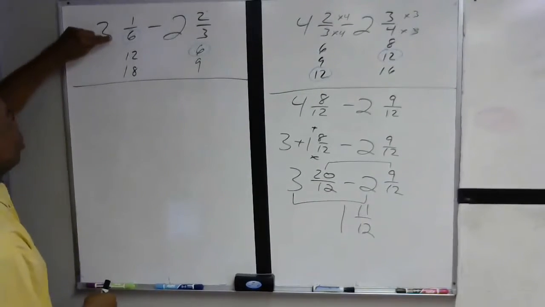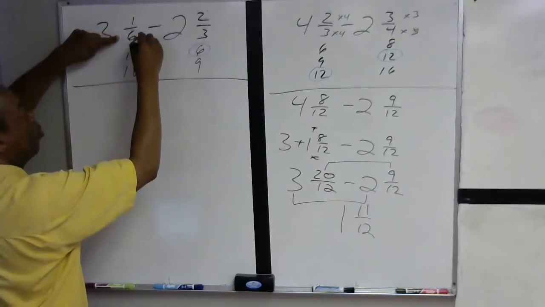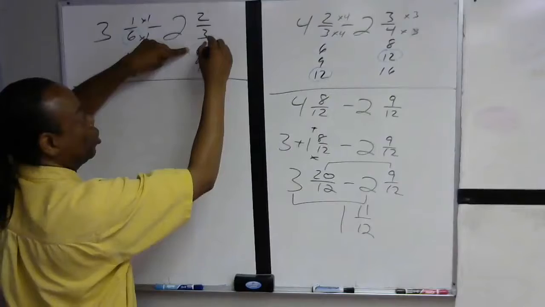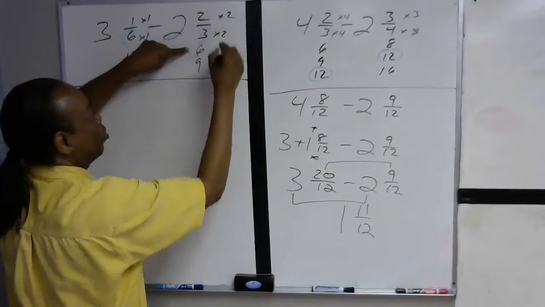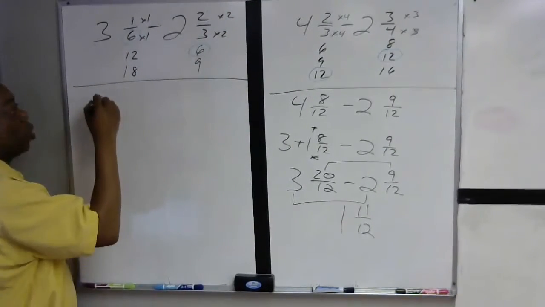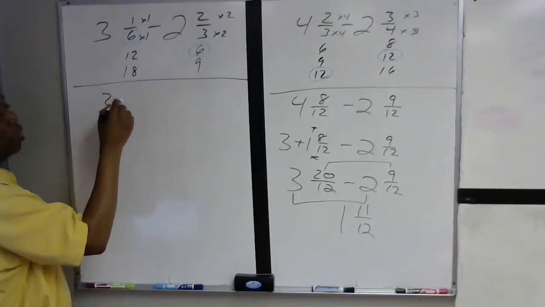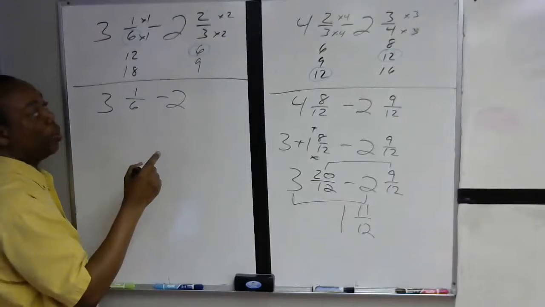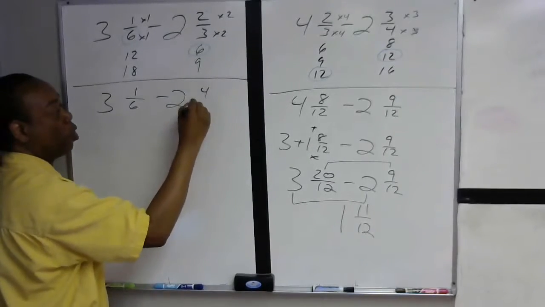So this is 1, so we'll multiply times 1 here. And this is 1, 2. We're going to multiply by 2. As a result, we're going to get 3, 1 times 1, 6 times 1, which is 1 over 6, minus 2, 2 times 2 and 3 times 2, which is 4 and 6.